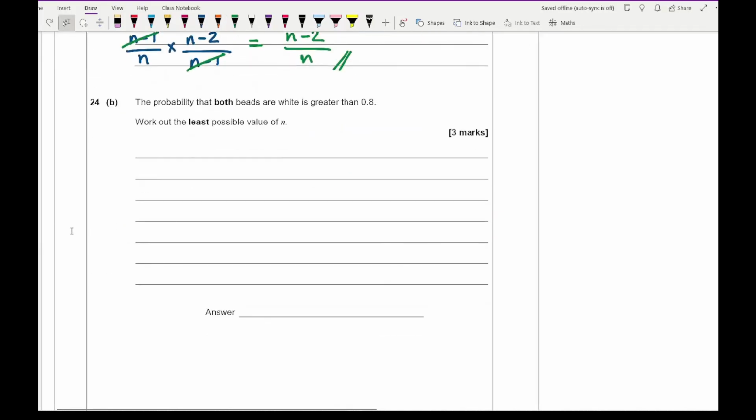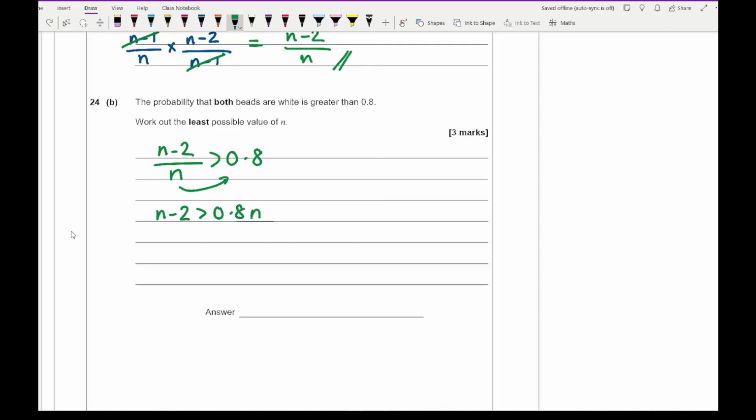Now for 24b, it says the probability that both beads are white is greater than 0.8. Work out the least possible value of n. Well, for this, what I need to do is take the expression from a and make that greater than 0.8. Then from this, I take the n over to the other side. So I have n minus 2 is greater than 0.8n.